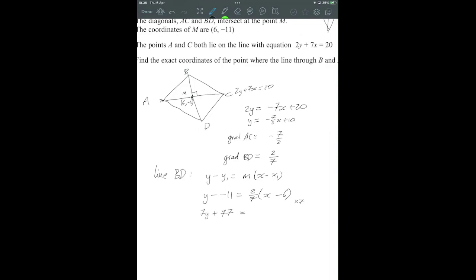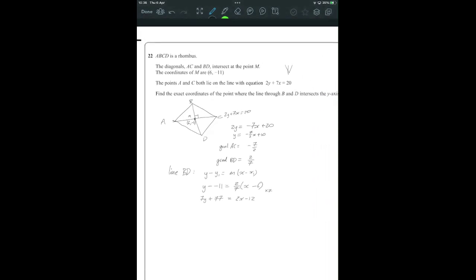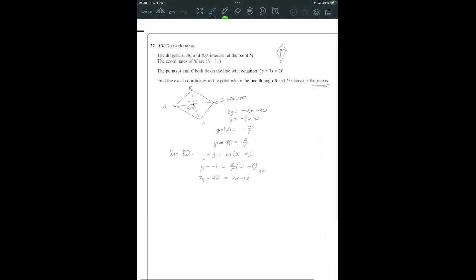Deal with the double negatives, expand the bracket. What else should I do to simplify it? Nothing else really looks nice other than bringing the numbers to the same side. So I'm going to go back to the question. I want to find where we intersect the y-axis. Oh, that's just our y-intercept, isn't it?